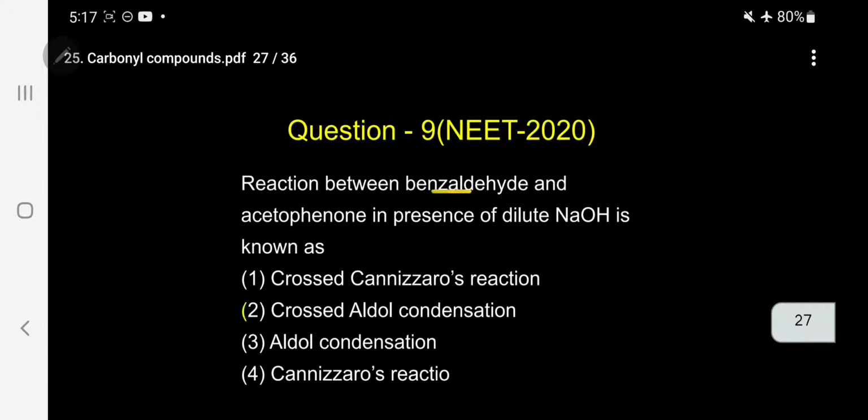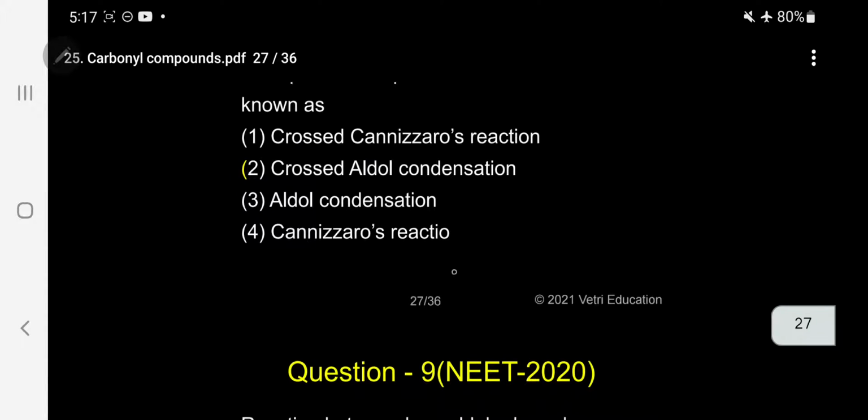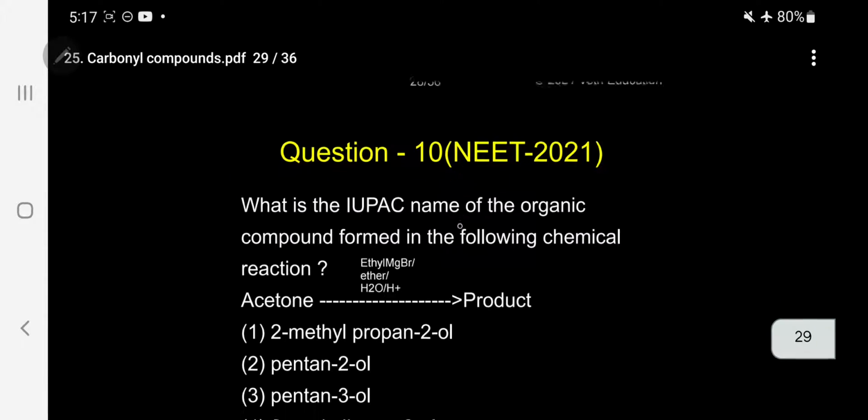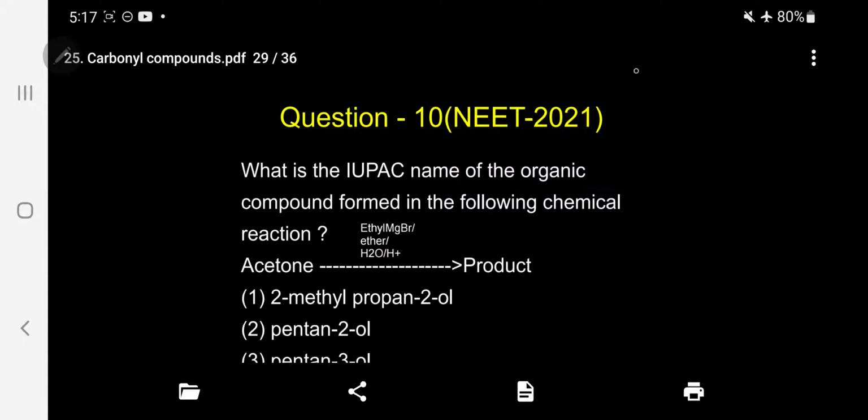The next question, question number 9, was asked in the year NEET 2020. This we have already discussed, crossed aldol condensation, not necessary. So the next question is the one asked in NEET 2021. What is the IUPAC name of the organic compound formed in the chemical reaction?